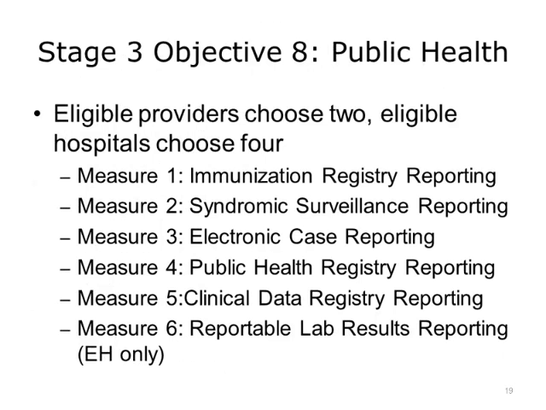The last Stage 3 objective that we will focus on for interoperability is Objective 8, the Public Health Objective. There are a total of 6 measures, but eligible providers only need to choose 2 and eligible hospitals need to choose 4. This is an increase from modified Stage 2, signaling the importance of increasing interoperability to support public and population health. These measures require that the eligible hospital or eligible provider actively engage with either public health authorities or clinical data registries to implement exchange of information to the public health authorities and to the registries.